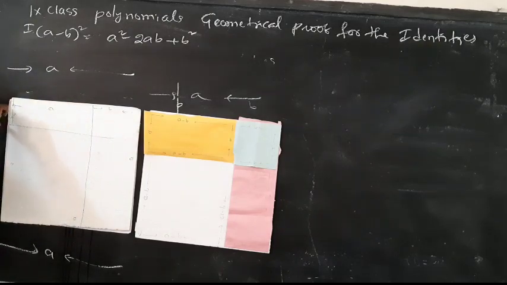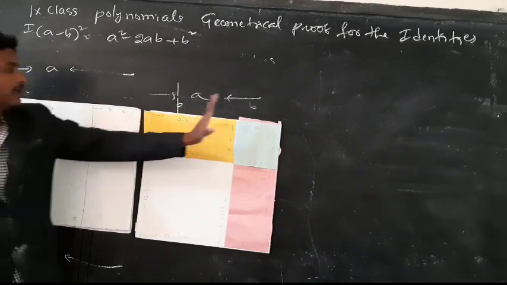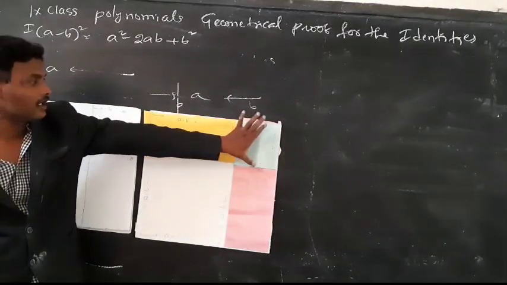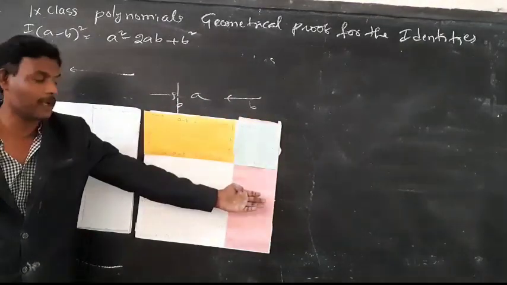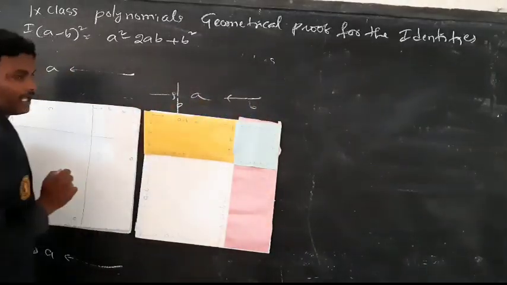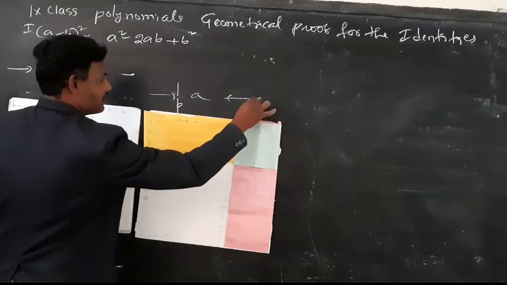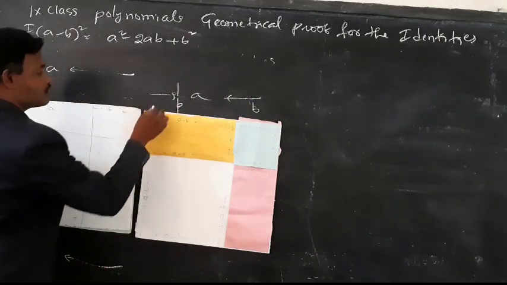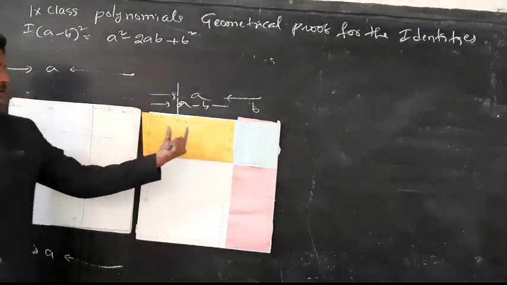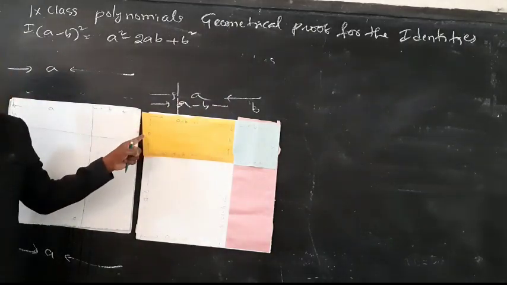Here also b units. After this, a yellow colored rectangle, a green colored square, and a pink colored rectangle come. The total length is a. From a, what do we cut here? b. So it is a minus b. The length of the yellow rectangle is a minus b, and the breadth is b.